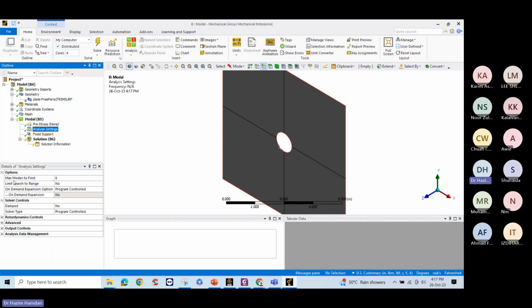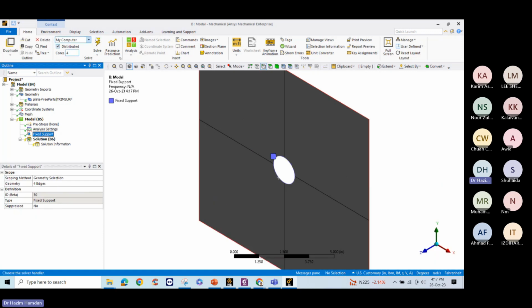At the moment the max modes to find is 6. You can change it to 10 because later we will find 10 modes. Okay, so now it's ready to solve the problem. You can click solve and then we obtain the mode shapes. Okay, so go to the solution.